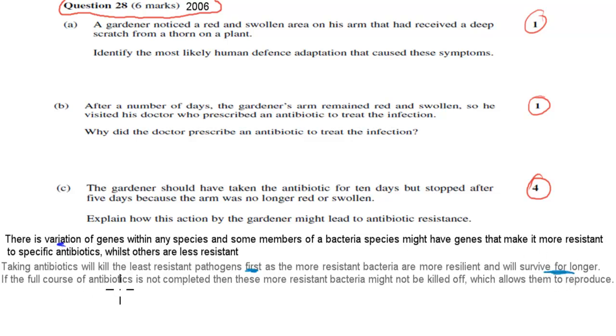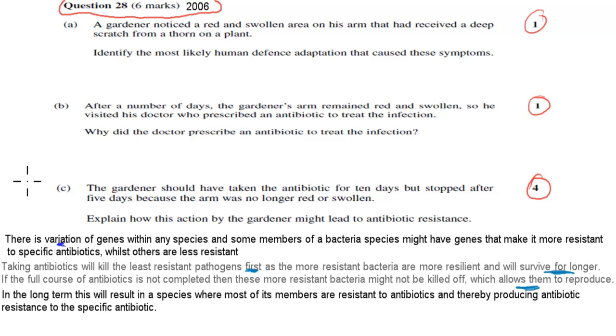If the full course of antibiotics is not completed, then these more resistant bacteria might not be killed off, which allows them to reproduce. So here we've linked the two together, failure to take the full course plus how natural selection works. And the last statement would have been, in the long term, this will result in a species where most of its members are resistant to antibiotics, and thereby produce antibiotic resistance to that specific antibiotic. Right? So that's it. Linking it all together and saying how not taking a full course can cause natural selection to make the bacteria evolve into a resistant bacteria.